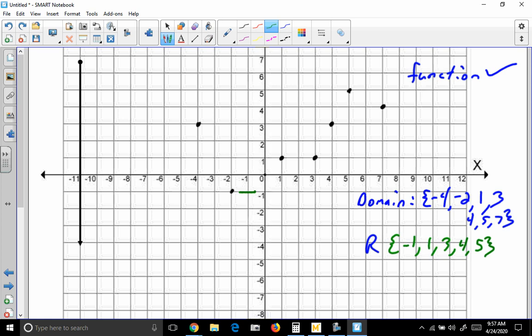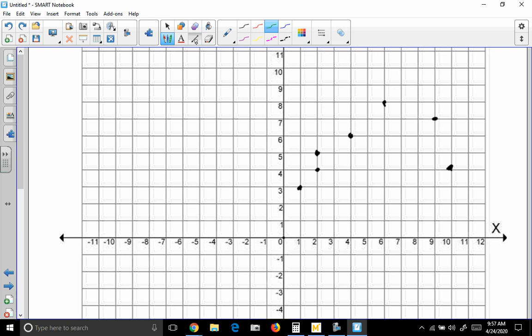Down here, up here, here, here, up, here, and here. So each of those y values, -1, 1, 3, 4, and 5, we have points.